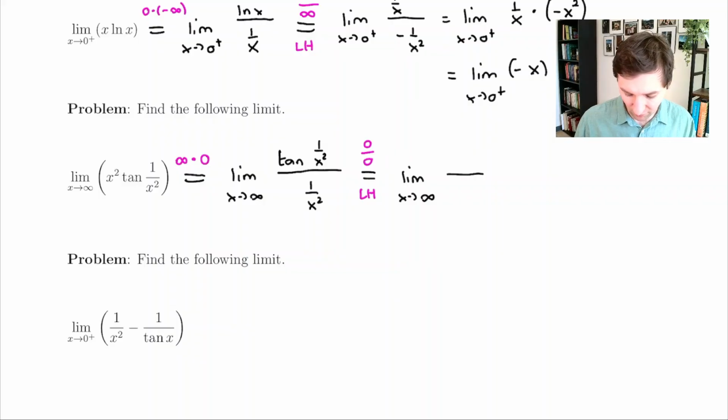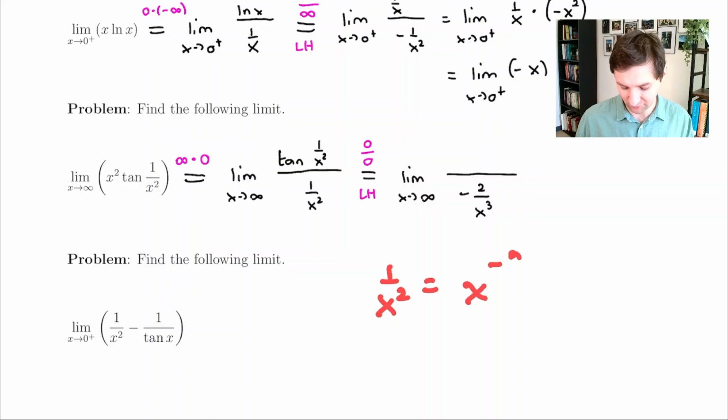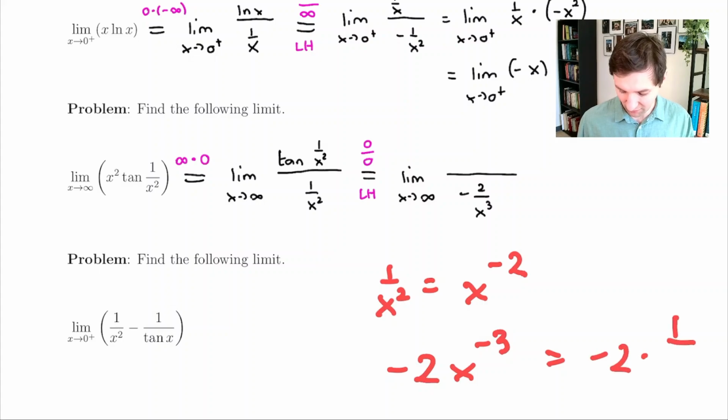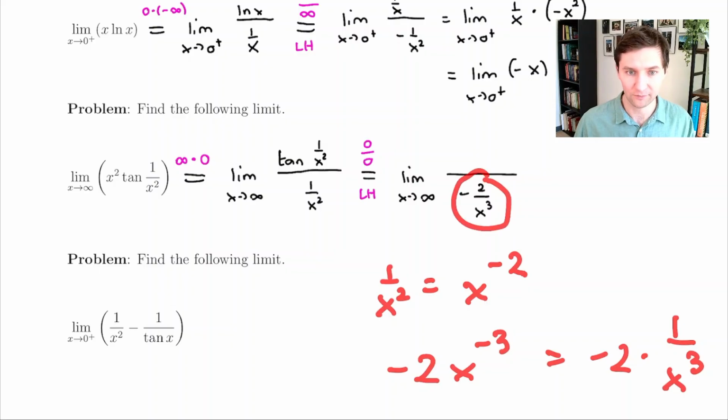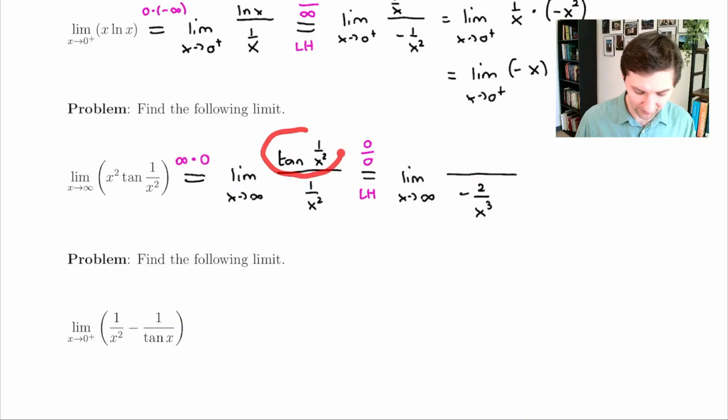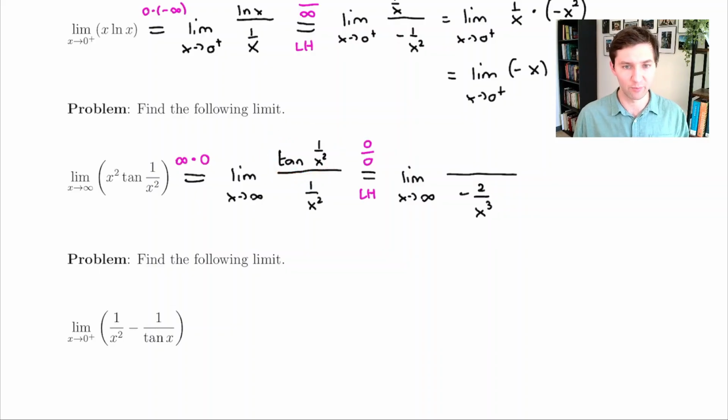Let's start with the denominator. The derivative of 1 over x squared is negative 2 over x to the third power. That is because 1 over x squared is the same thing as x to the negative second power. When I take the derivative, negative 2 comes down and the exponent turns into negative 3. So that is the same thing as negative 2 times 1 over x to the third power, which is exactly what I wrote here.